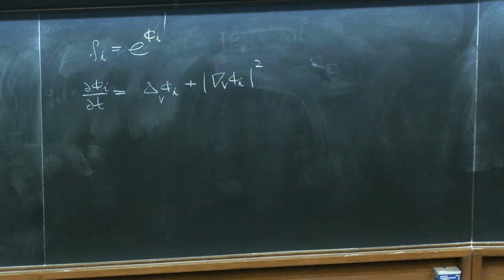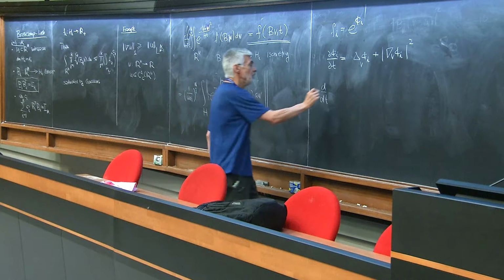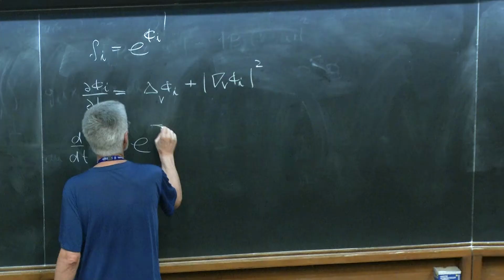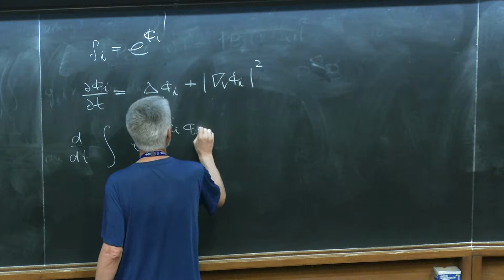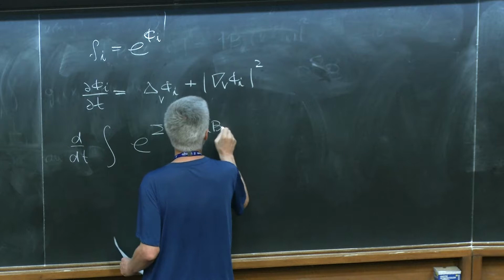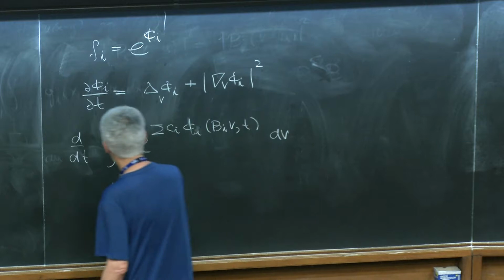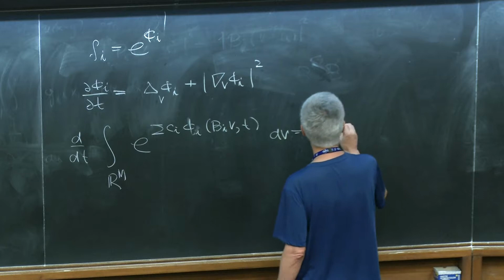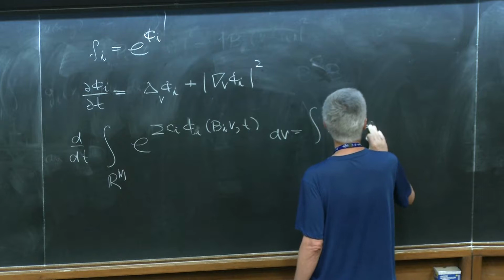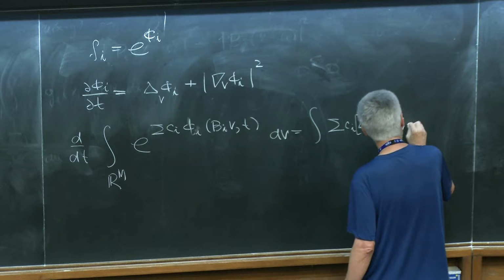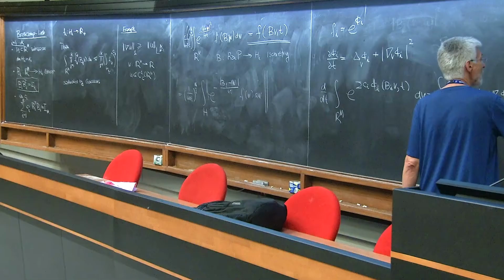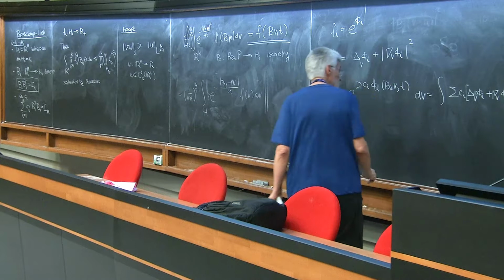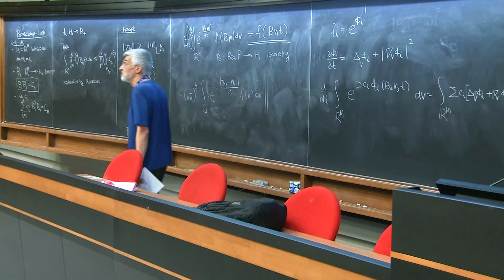So once you accept this, then of course you can differentiate d dt the left-hand side, which is this gadget here, which is nothing but the integral of e to the sum ci phi I of bi v and t, and then you integrate dv over all of R^m. That's what you do. So when you do this differentiation, what do you get? Of course, it's completely elementary. The sum of the ci, the Laplacian with respect to v of phi I plus the gradient with respect to v of phi I squared, times the exponential, and integrated over R^m. Okay? That's what you do. So no miracles of any kind there.